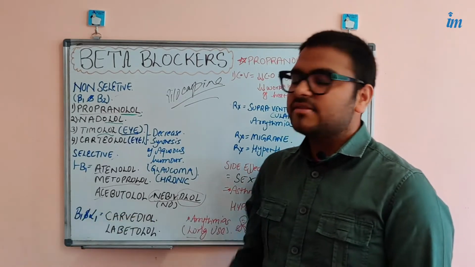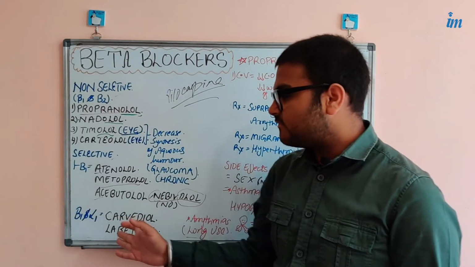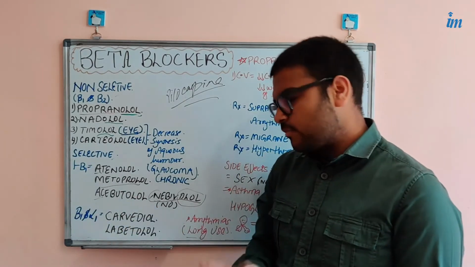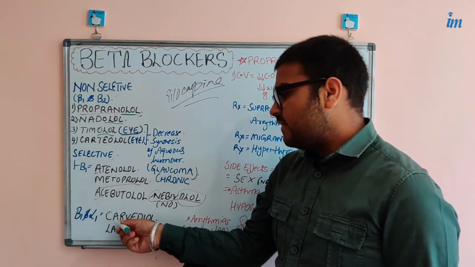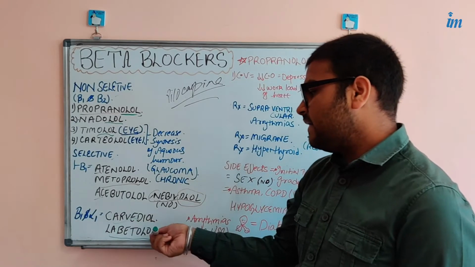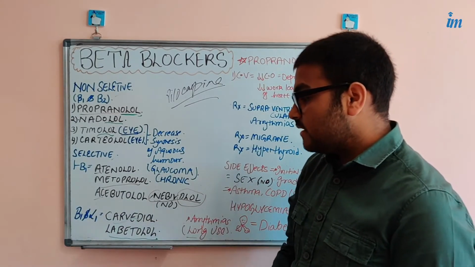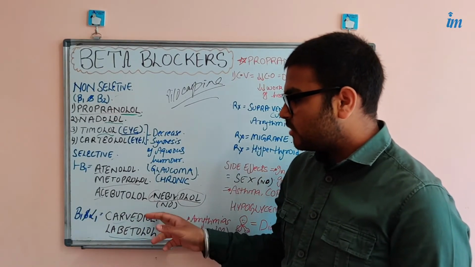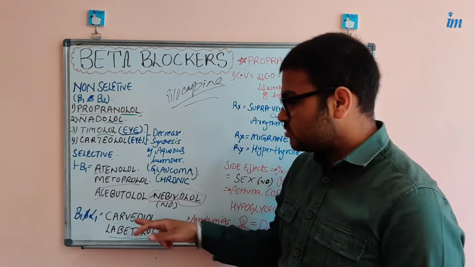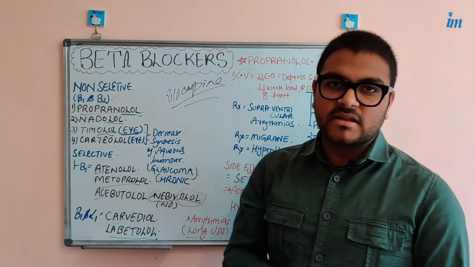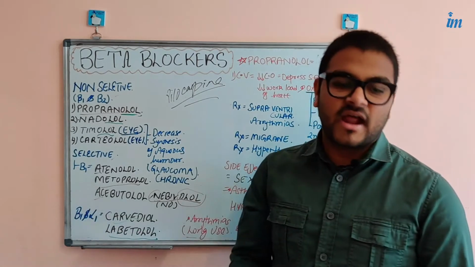Then we have another type of blocker, beta 1 alpha 1 antagonists, very important drugs: carvedilol and labetalol. Remember, carvedilol is the only beta blocker that does not end with olol. The mechanism of action is beta 1 alpha 1 antagonism.